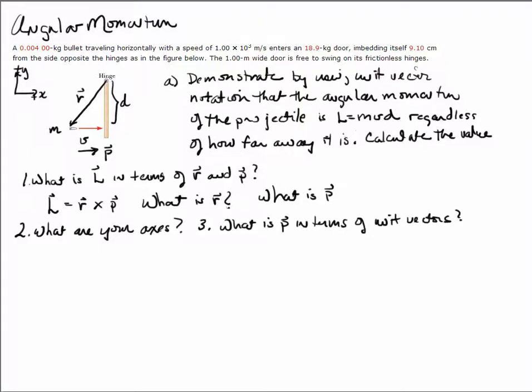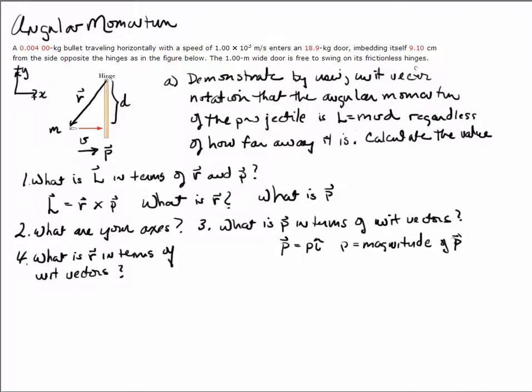What is P in terms of unit vectors? Of course, you want to take a minute and write down what you think P is in terms of unit vectors. And of course, it's in the positive x direction, which is i hat, so P, the vector, is P the magnitude times i hat.